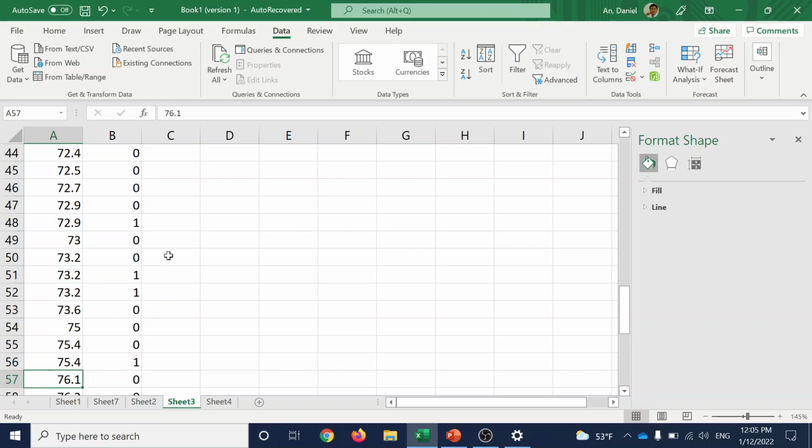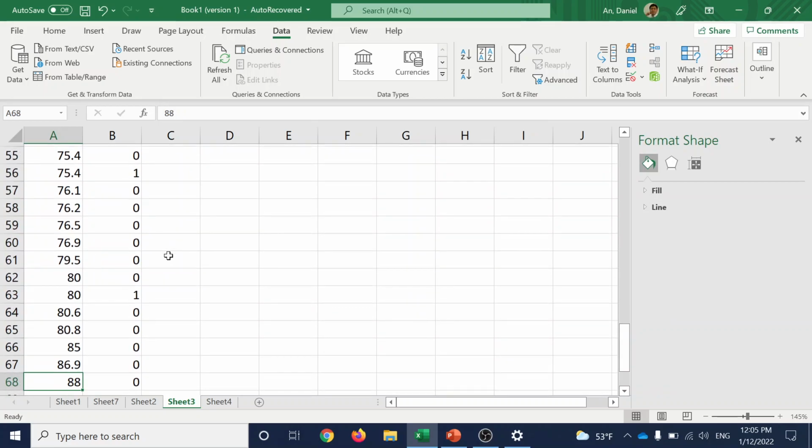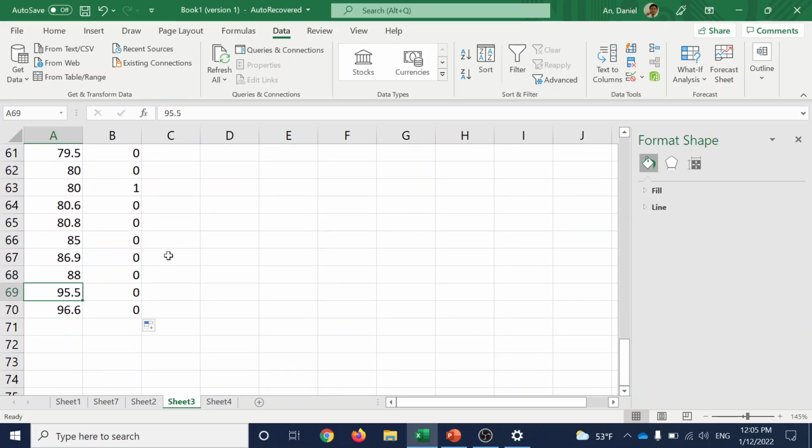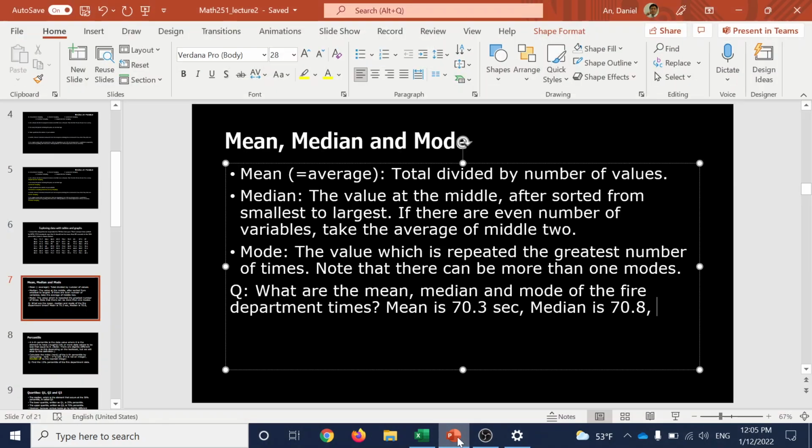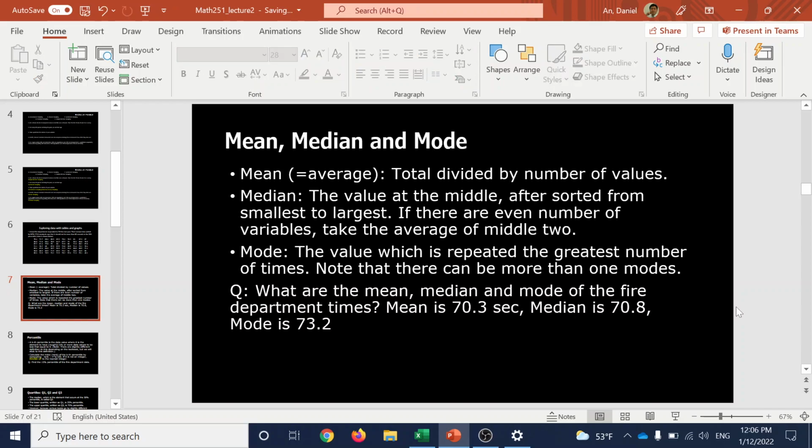Now let's see if there's any other occurrence of one just like that. I don't see anything else. So I see that 73.2 is the mode for this data. So mode is 73 point, what was the value? 73.2. Okay. All right.